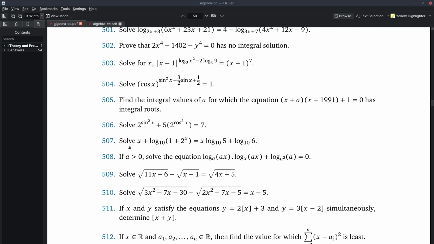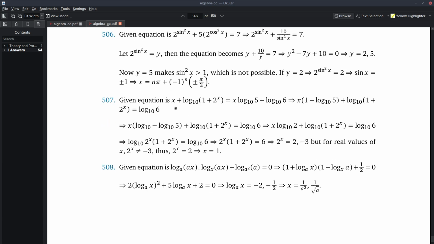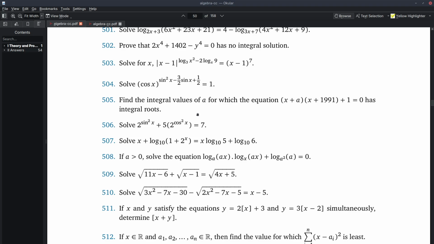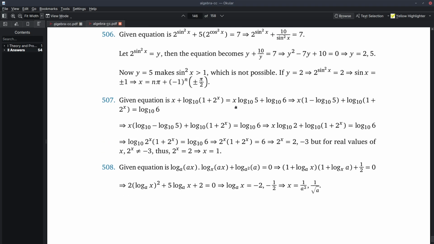Question 507 says: solve x plus log of 1 plus 2 to the power x with base 10 is equal to x into log 5 with base 10 plus log of 6 with base 10. So we are given that x plus log of 1 plus 2 to the power x with base 10 is equal to x log 5 with base 10 plus log 6 with base 10. So what we do here is we take x common from this, and bring it to the left hand side.